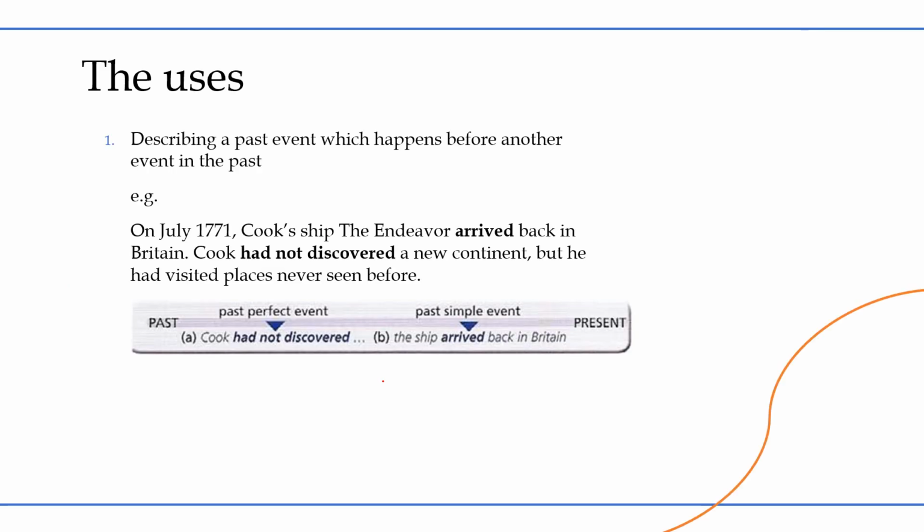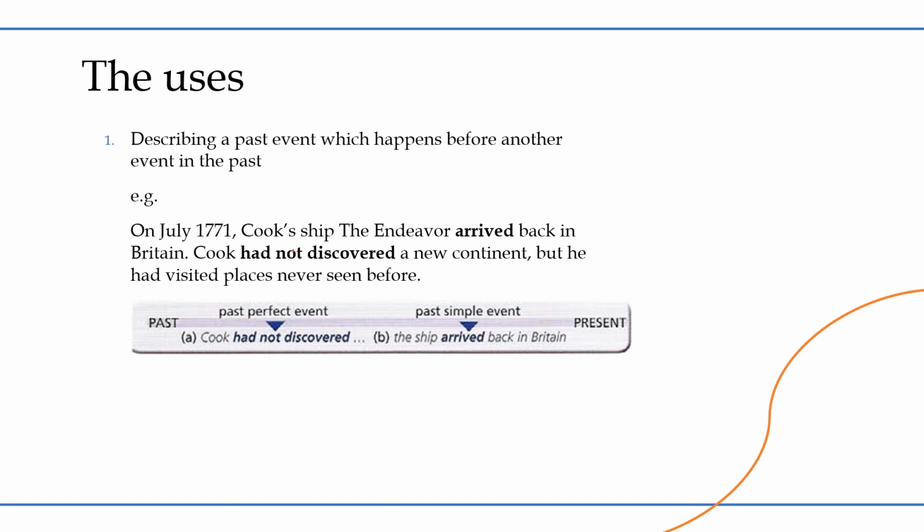Okay, we come to the uses of past perfect. The first one is describing a past event which happens before another event in the past. For example, here, on July 1771, Cook's ship, the Endeavour, arrived back in Britain. Cook had not discovered a new continent, but he had visited places never seen before.